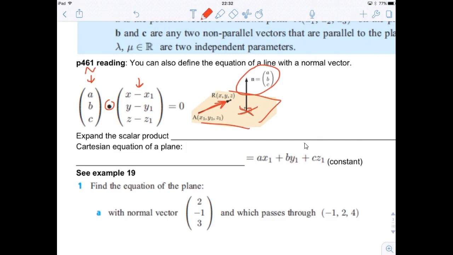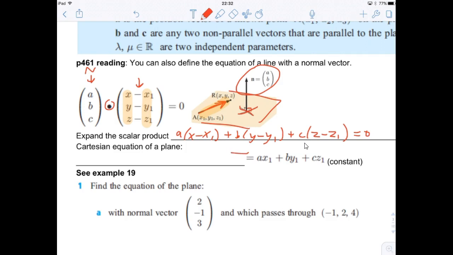The way I define any vector is I have x, y, z as the point, any point on the plane, and I subtract out one point on the plane, which is x1, y1, z1. And so then I create a vector like that, and then I scalar product with the normal vector, and that gives me 0. So if I was to expand this, I would have a times (x minus x1) plus b times (y minus y1) plus c times (z minus z1) equals 0.